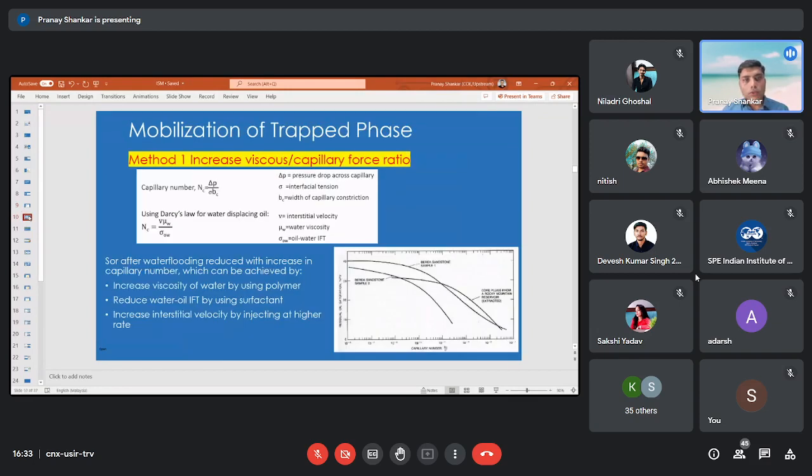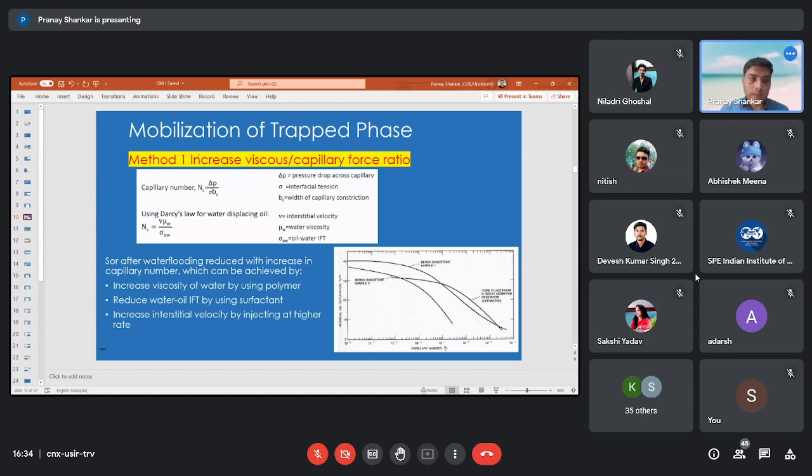So how do you mobilize the trapped phase? When we talk about EOR, you are talking about a phase. When I say phase, it means the oil which is bypassed or is still remaining in the reservoir and cannot be produced with the natural energy that it has, right? So that is where the role of EOR comes in. So how do you mobilize this trapped phase?